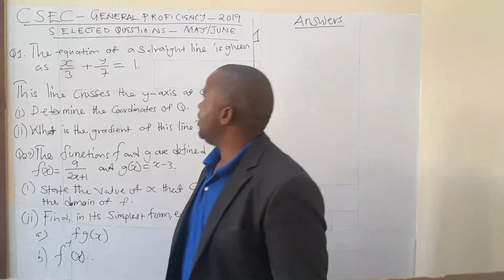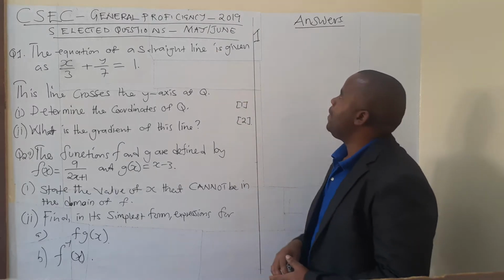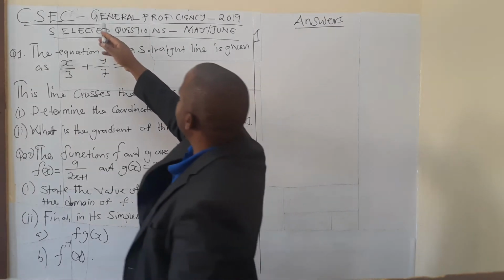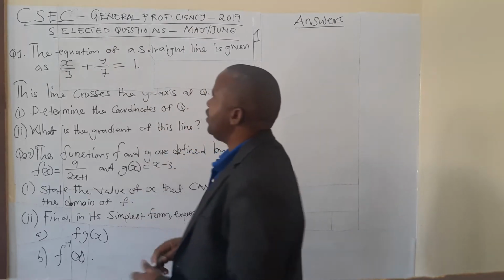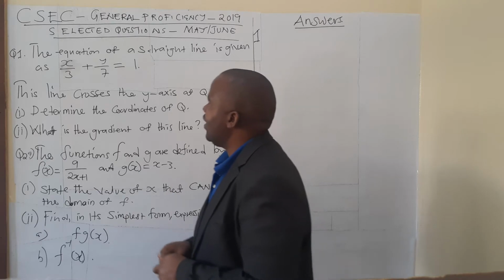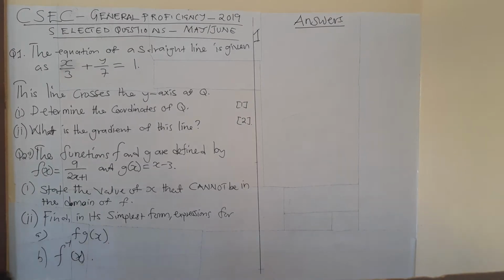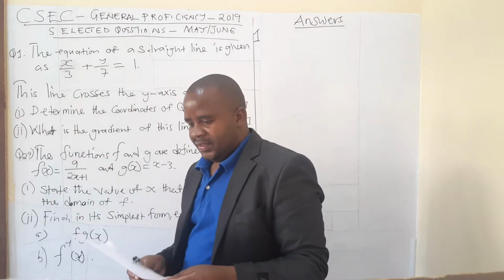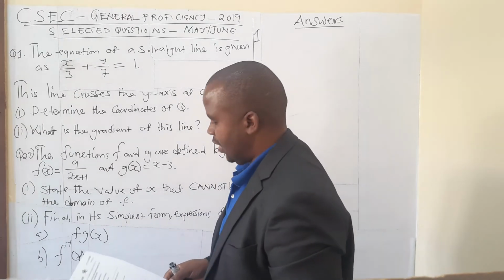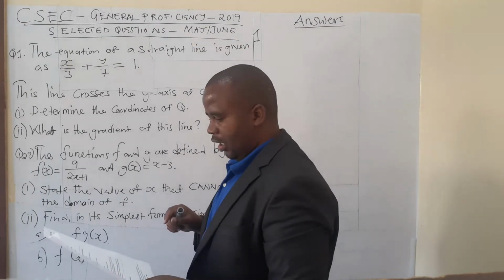Alright, so in this presentation we continue dealing with the questions from the 2019 past paper. Actually the paper is Mathematics General Proficiency of 2019 from the Caribbean Secondary Education Certificate of the Caribbean Examinations Council. That is May, June, paper 2.